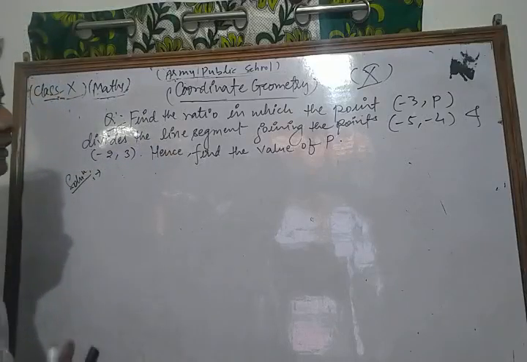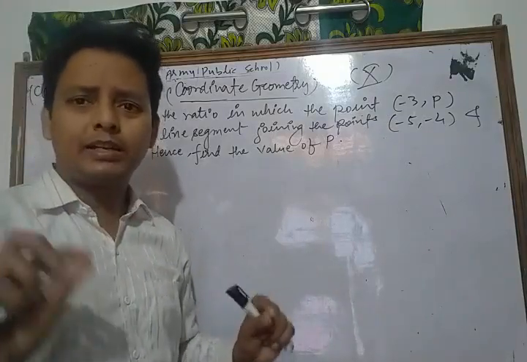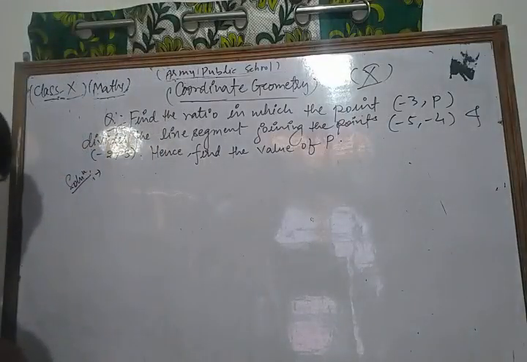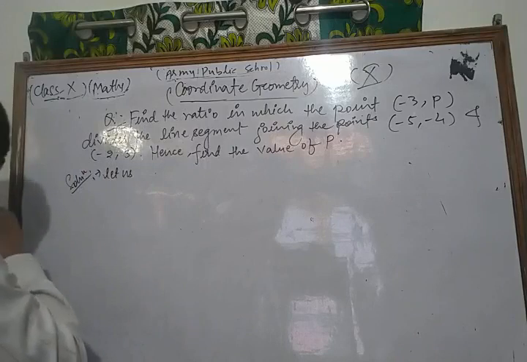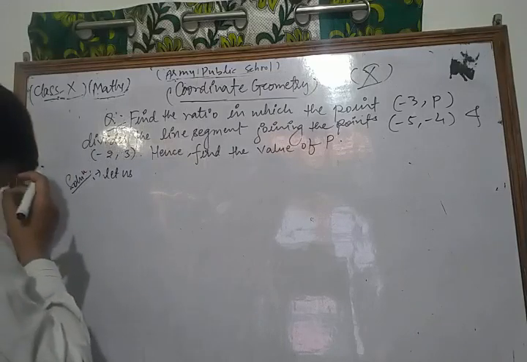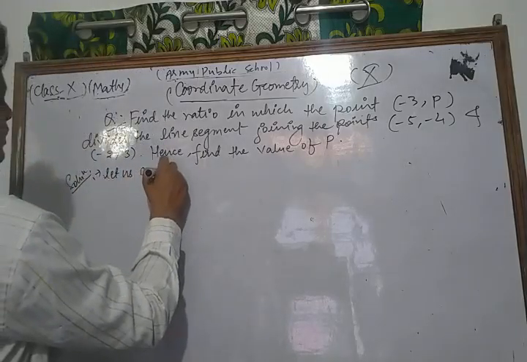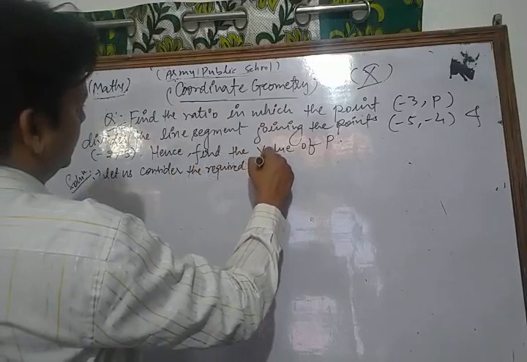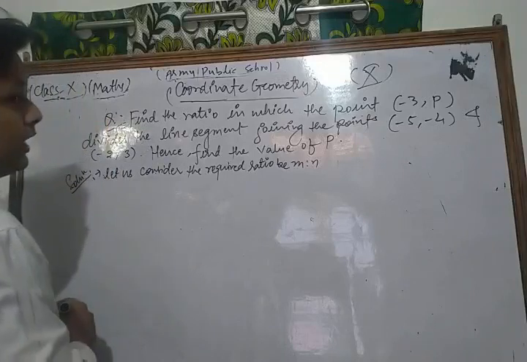Here we will find the ratio in which the point divides the segment. In this type of question, you can take the required ratio as k ratio 1, or simply take the required ratio as m is to n. Let us consider the required ratio be m is to n.